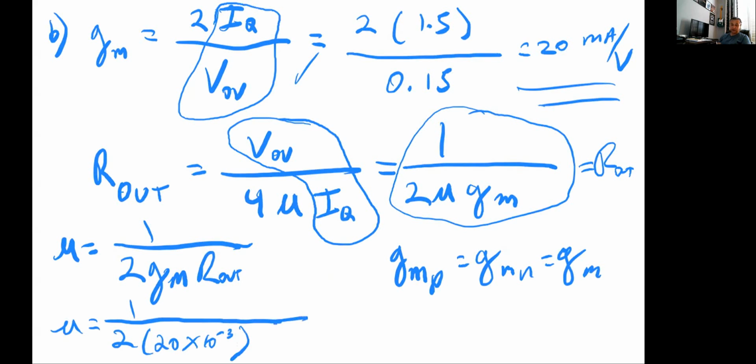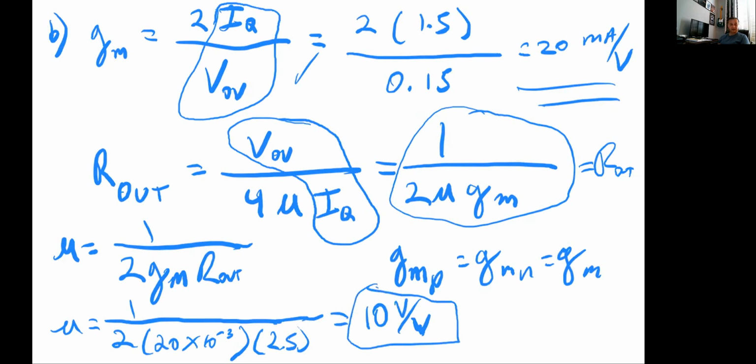And here we have a very small R out, which is 2.5 ohms. So that's what we have to express the GM in amps, in this case, to keep the units consistent. So that gives us that mu is 10 volts per volt. So that's why, as I mentioned, the gain of the error amplifiers is 10. And that takes care of point B.